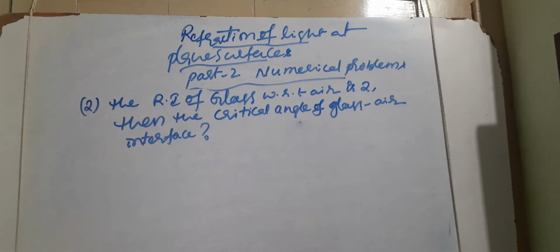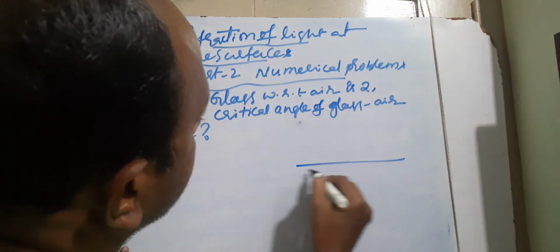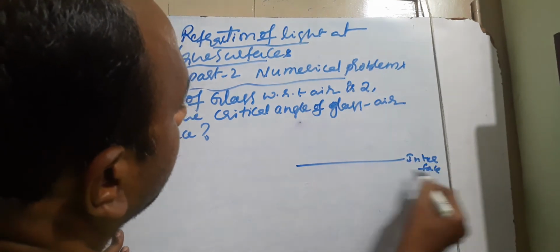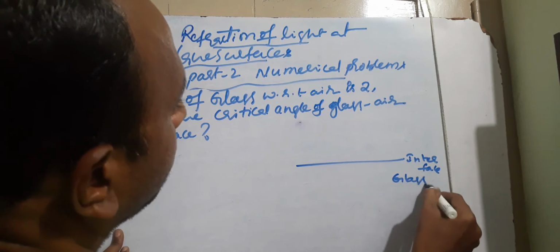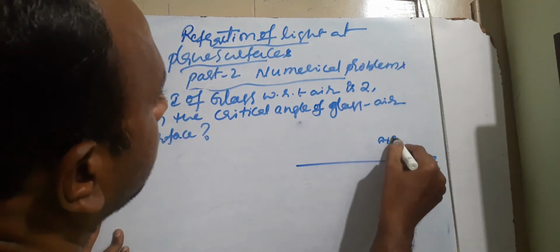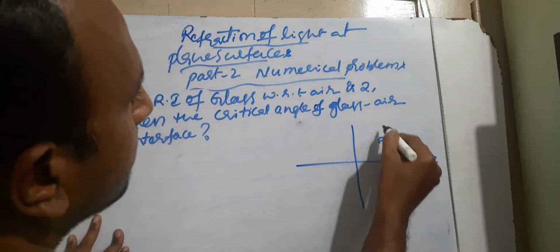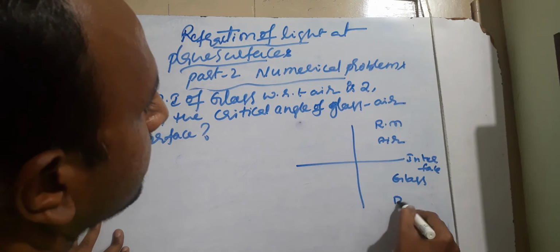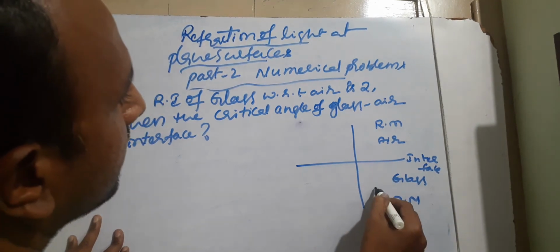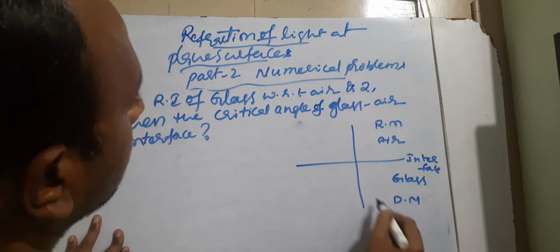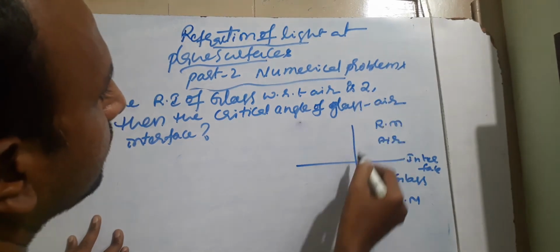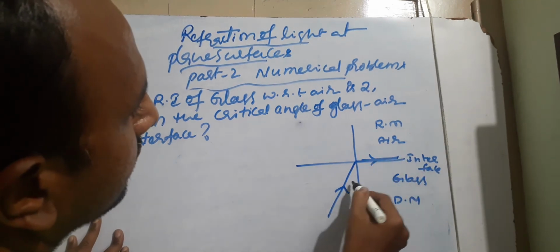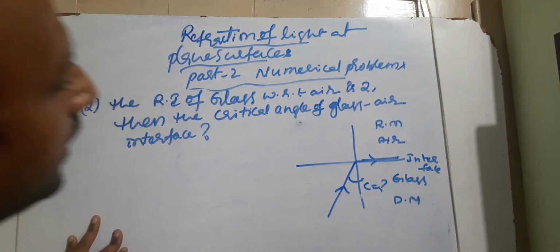So now, this is the interface which is separating the material medium glass and the material medium air. That means optically denser medium and optically rarer medium. Now in this one, the refractive index of the glass, value 2, is given. Now the incident ray is traveling like this. So what is the critical angle we want to find?